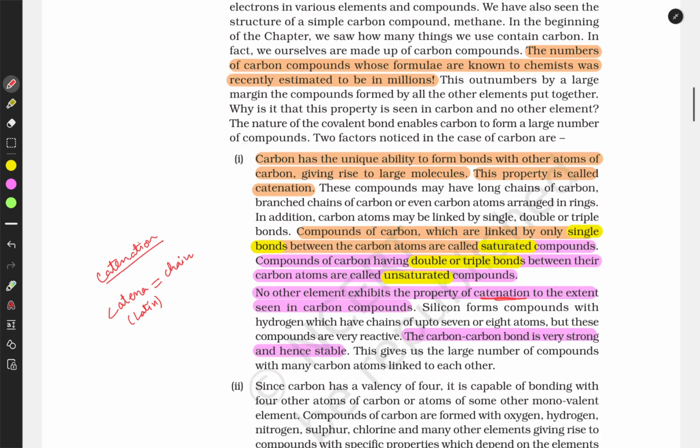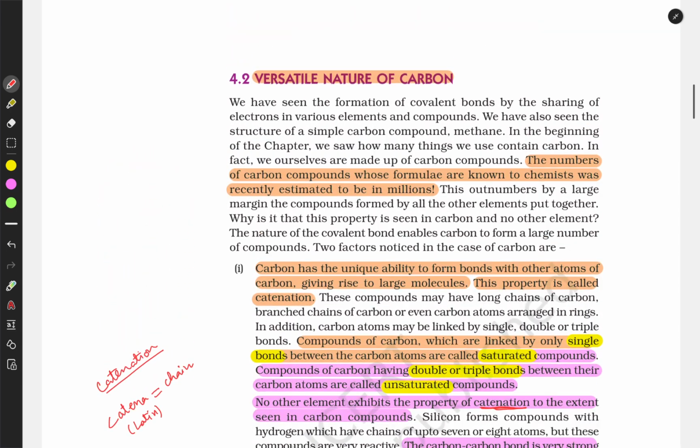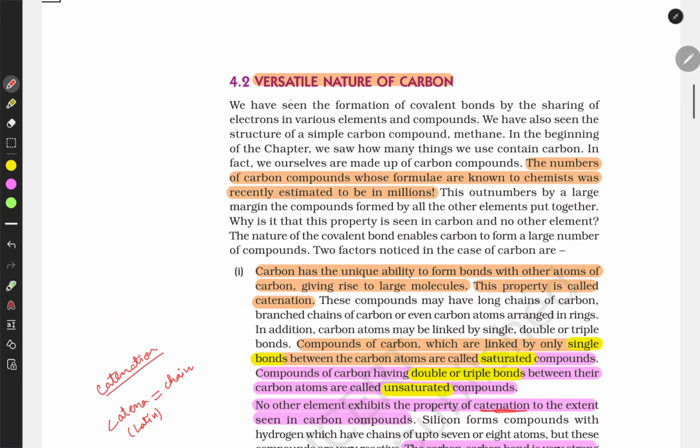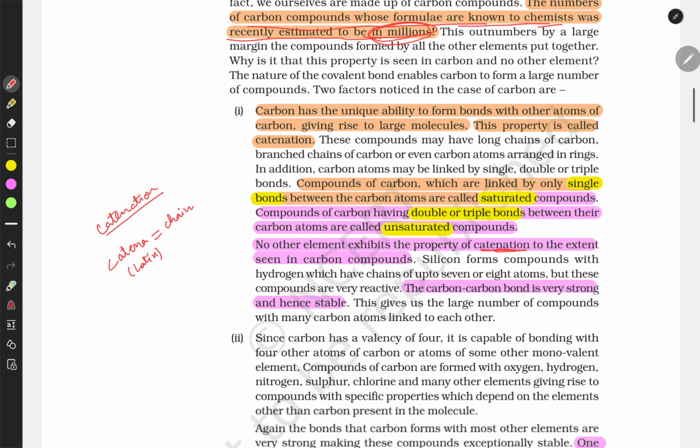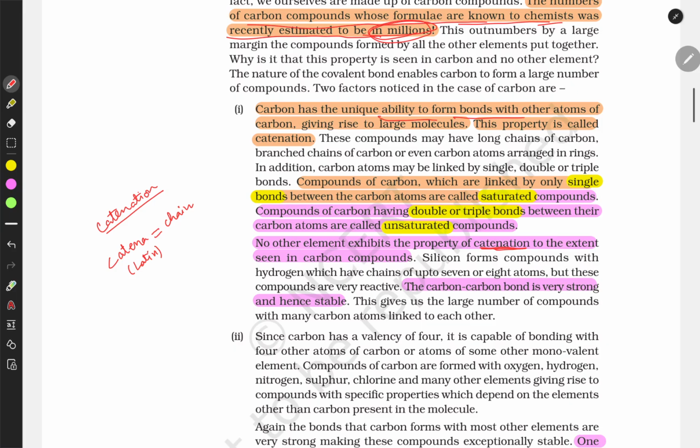So we just discussed the versatile nature of carbon in forming valence bonds. Let's talk about the versatile nature of carbon. The number of carbon compounds whose formulae are known to chemists was recently estimated at millions. Carbon has a unique ability to form bonds with other atoms of carbon, giving rise to large molecules, and this property is called catenation. This is very important from an exam perspective.